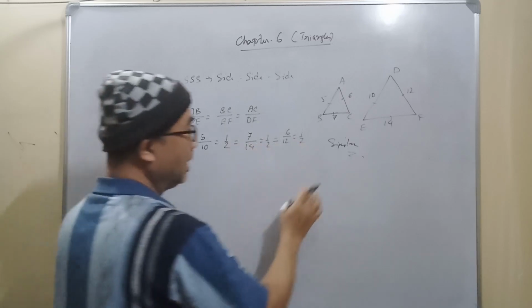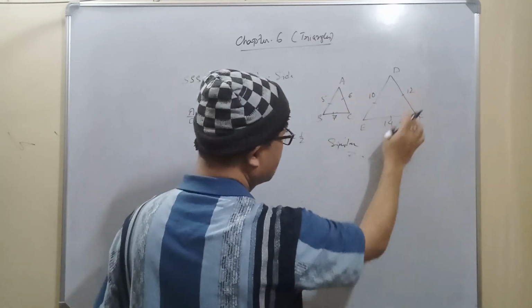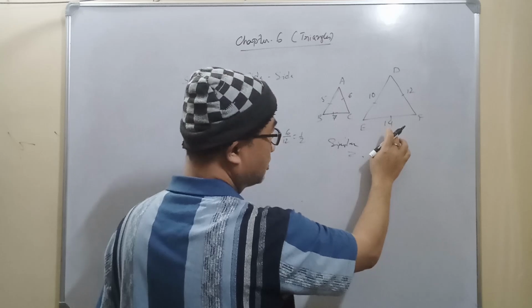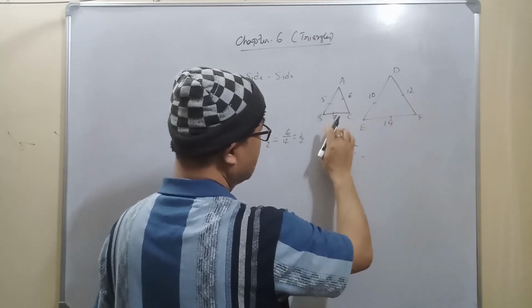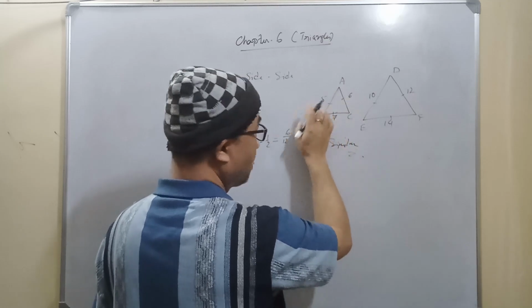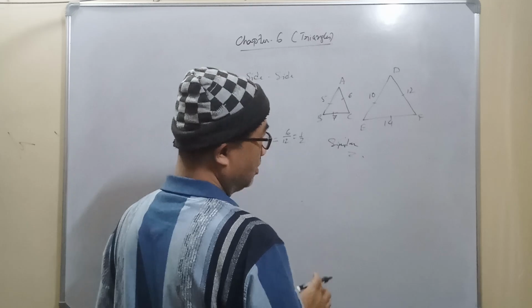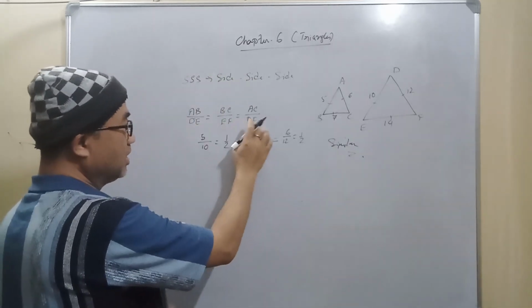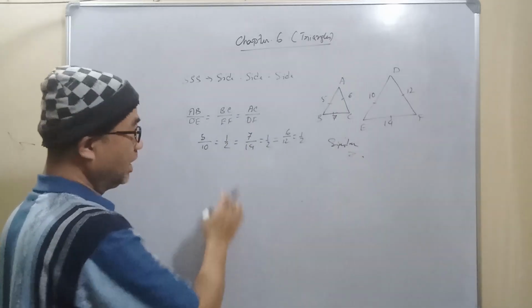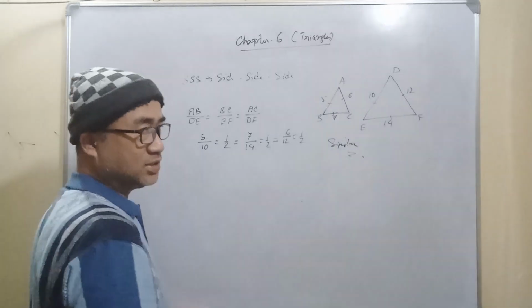Right? I have multiplied each side by 2 and we got another triangle whose sides are in proportion to the older triangle. Okay. So these are in the same ratio. AB by DE, BC by EF, AC by DF, they are in the same ratio.